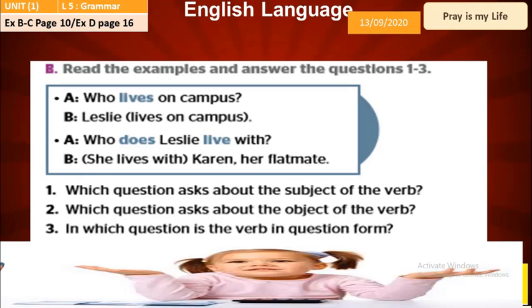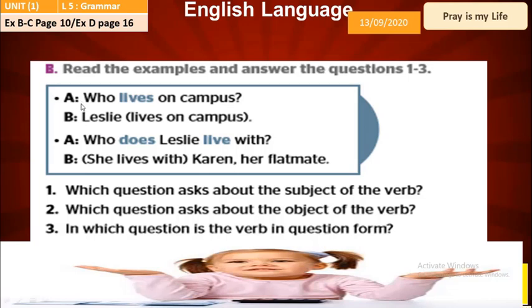And now, to be, and remember, "to be or not to be" is not the question, but the question is how to be and for whom to be. Let's start with reading the questions down. Which question asks about the subject of the verb? And which question asks about the object of the verb? And in which question is the verb in question form, meaning in which question we resorted to verb inversion?